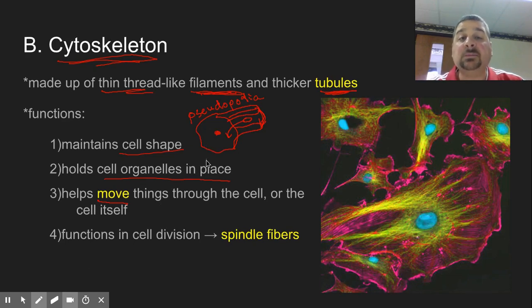The cytoskeleton moves things as proteins and stuff are made. It moves it from one organelle to the other as it's processed through the cell. So it will move stuff within the cell. And it also helps with cell division.